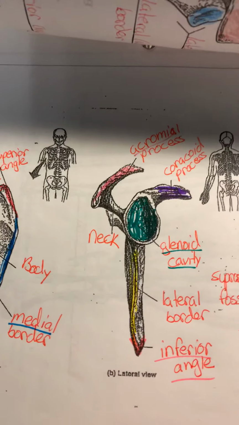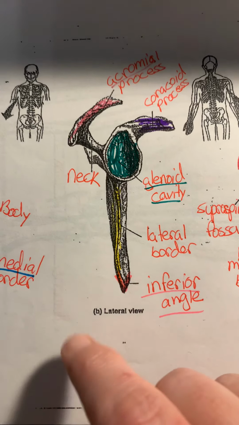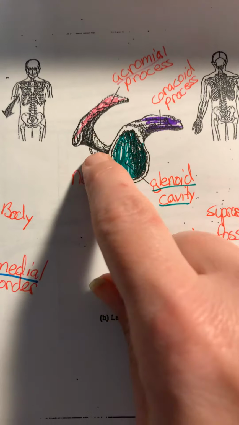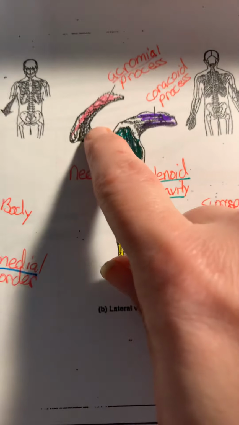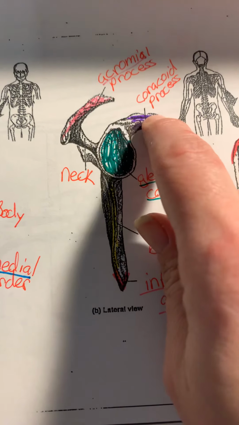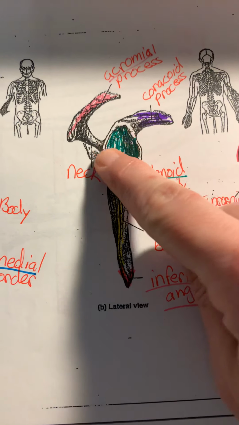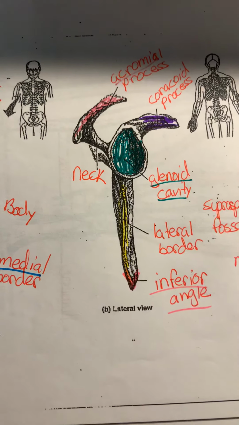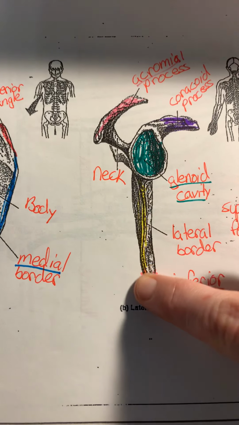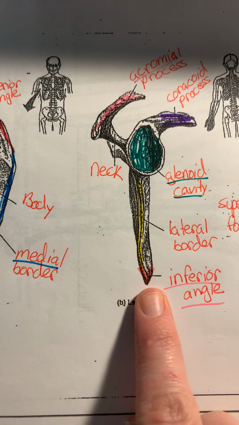All right, then in this view, we're looking at the lateral view. So now we're looking at it from that side where your arm would be. Okay, so again, this is the neck and the acromial process, and then the bigger coracoid process on the other side. Again, that glenoid cavity. Now you can see in this view how nicely that head of the humerus would fit in there. And this is, again, the lateral view. So this would be our lateral border and your inferior angle down at the bottom.